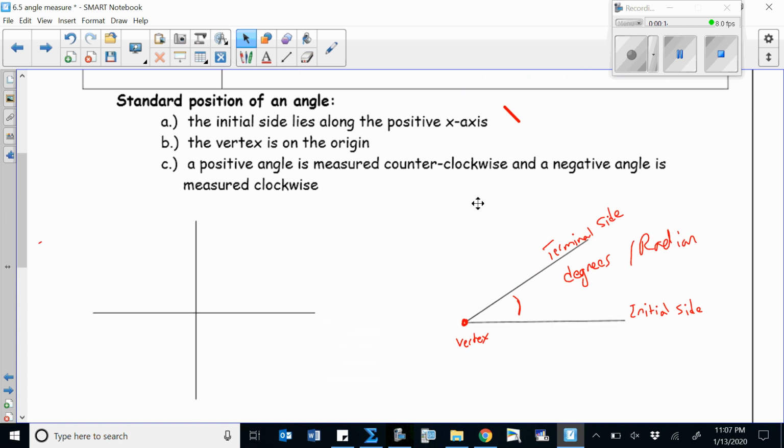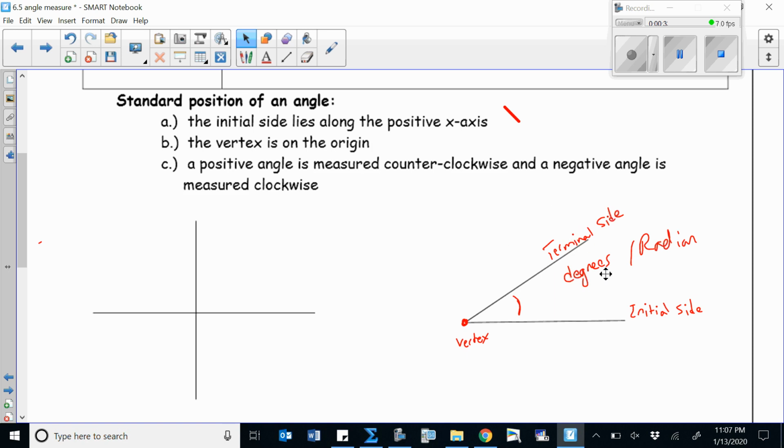So if you have two lines like these that cross each other at the point which we call the vertex, the space between them is called an angle. Any angle has an initial side and a terminal side. This is where we start the angle and this is where we end the angle.